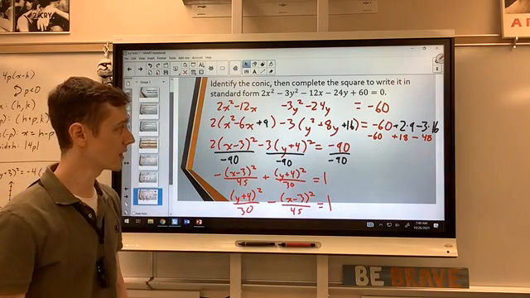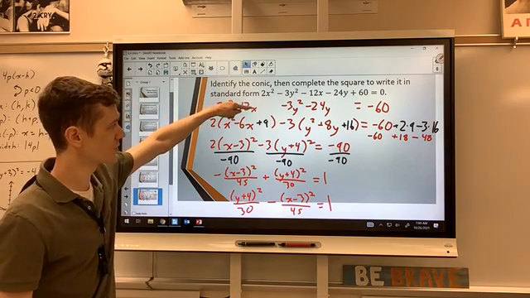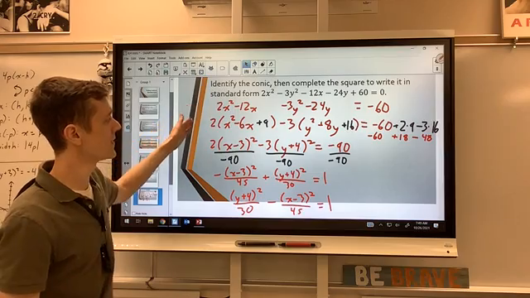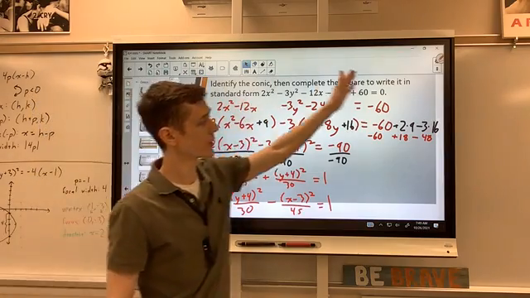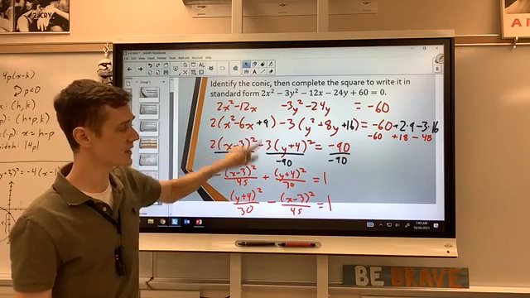And that's it for identifying the conics and for putting them into the standard form. Again, the hardest step is making sure you remember to factor out the numbers on the x squared and the y squared if you have a coefficient, and then making sure you remember that that affects what you're adding to the right-hand side of the equation. So just multiply whatever you factored out by the completing the square term.